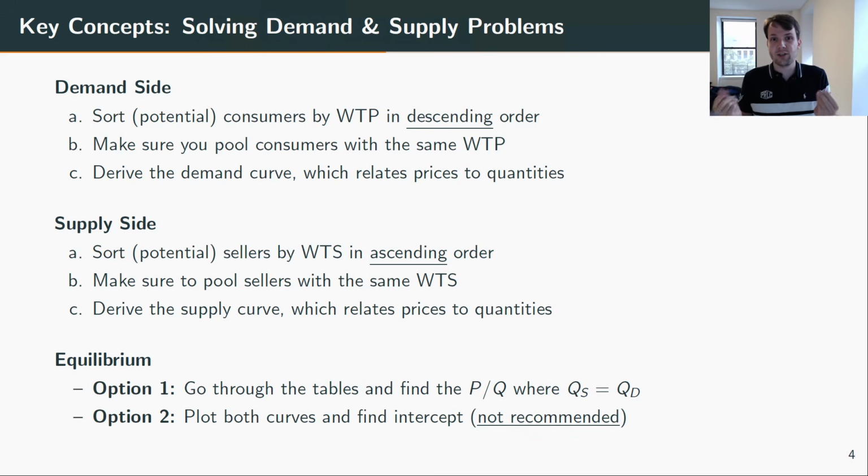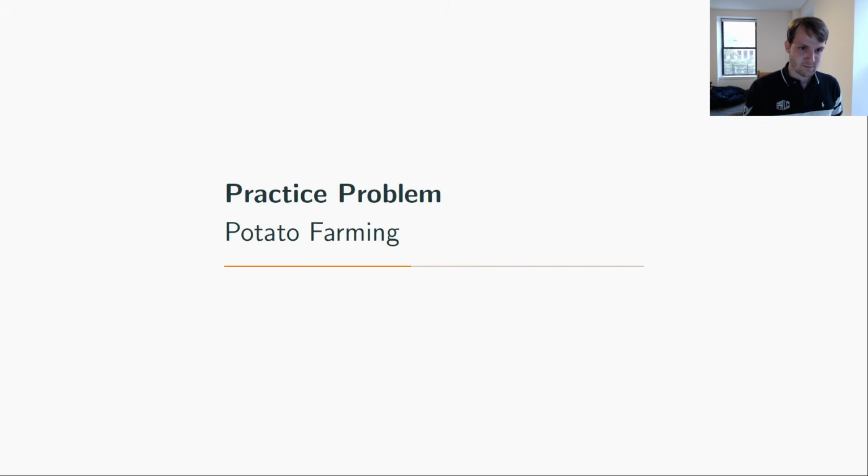This is the definition of the market price and quantity. Or, I would not recommend doing that, but I'll show you how that works as well. You can plot the two things and see where the curves intersect. Since you need the tables to do the plots anyway, the first option should be preferred, but you can do the other one as well. So let's go to a quick example.